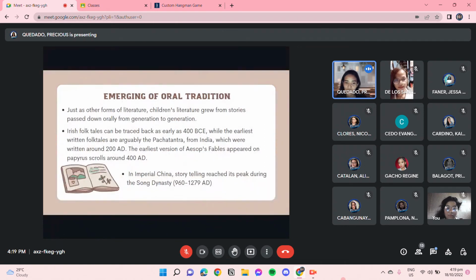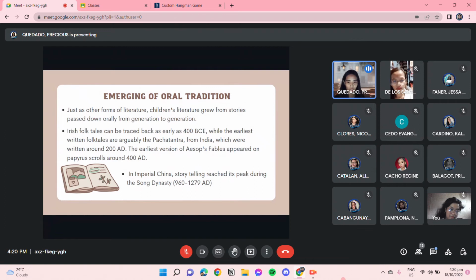So let's start with the emergence of oral tradition. Just like any other form of literature, children's literature grew from stories passed down orally from generation to generation. We're very familiar with that. Remember when we were in high school, we were asked to read about epics.